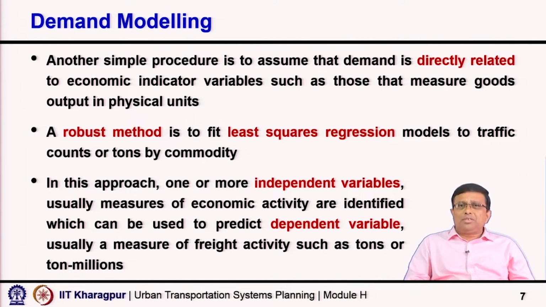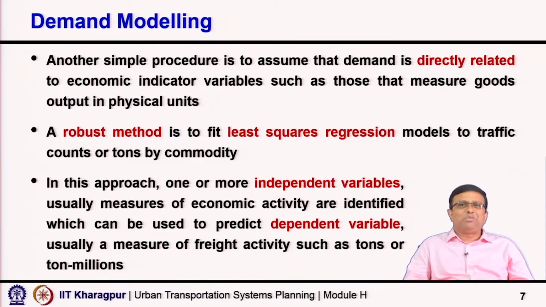Another simple procedure is to assume that the demand is directly related to the economic indicator variables, such as those that measure goods output in physical units, and a robust method is, as usual, to fit a least square regression model. This is also again, approach wise, very similar to what we discussed earlier in the context of passenger travel demand models, especially the trip generation models.